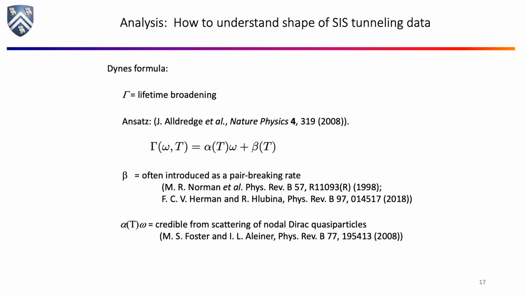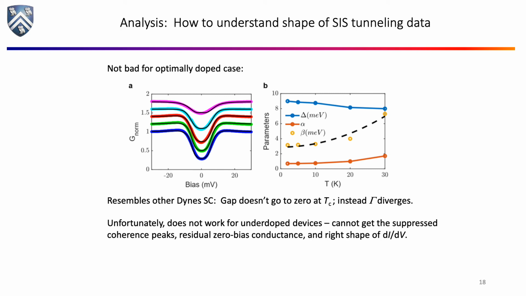How does it do up against the actual data? Well, it's not too bad for the optimally doped case. You can pick parameters at each temperature, and you can do a pretty good job of fitting the normalized tunneling spectra. What you find typically, like in other Dynes superconductors, is the gap doesn't really go to 0 at TC. Instead, what happens is the lifetime broadening blows up as you get towards TC. Other people have seen similar things when trying to understand ARPES data in the cuprates. Unfortunately, this ansatz really just does not work well for the underdoped devices. Even if you've got both alpha and beta to play with, it's very difficult to get the shape right, to get both the suppressed coherence peaks and the residual zero bias conductance in a compatible way.